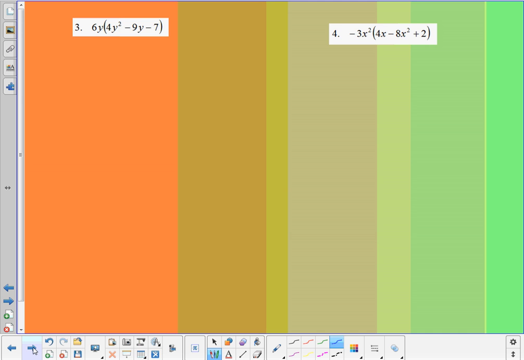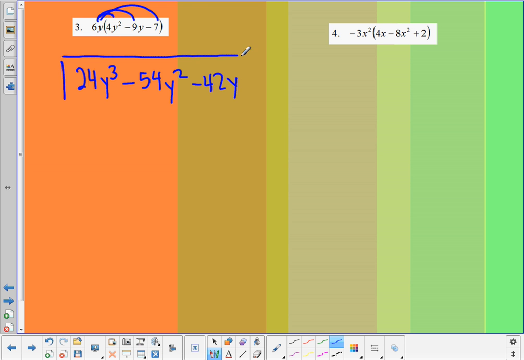Let's try number 3. In number 3, I have 6y times the quantity 4y squared minus 9 minus 7. And I need to distribute that to the inside. So I'll have 6 times 4, which is 24, y times y squared, which is y to the 3rd. Then the middle term, 6 times negative 9 is negative 54, and y times y is y squared. And the last one, 6y times negative 7 is negative 42y. So there's that one.